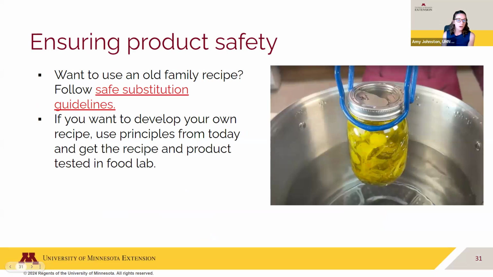And while there are a lot of research-based tested recipes, what if you have a family recipe that's been passed down from generation to generation, or you want to create your own? The simplest way to start is by following safe substitution guidelines and studying those research-based tested recipes. I will share here in the chat a link to safe substitutions, a kind of cheat sheet, I'll call it.